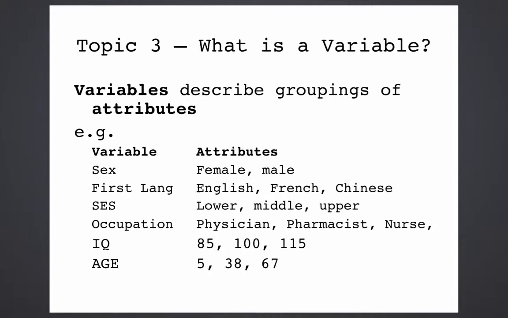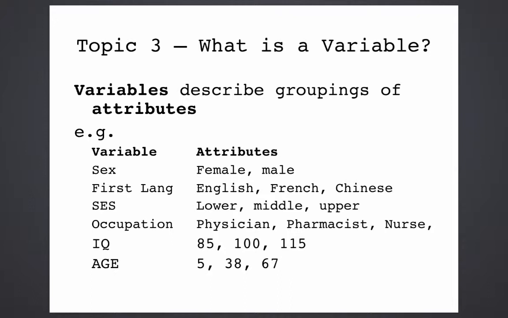Anyways, a variable describes groupings of attributes. So sex would be the variable, attributes would be male and female. First language could be a variable, attributes would be English, French, Chinese, and the list could go on and on. SES, that's a variable, and the attributes would be lower, middle, and upper class. Occupation, that's a variable. The first few that we've gone through are what we would call nominal variables, where the attributes are just the names of the different manifestations of the variable.